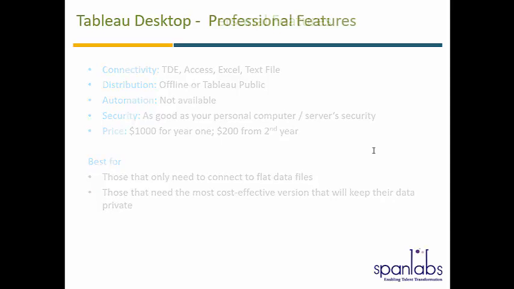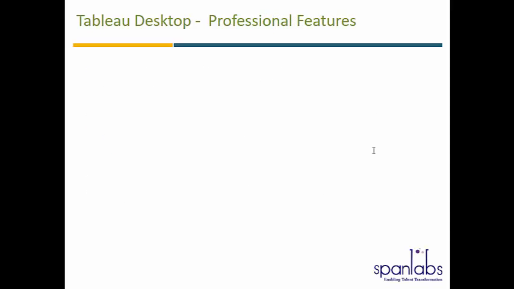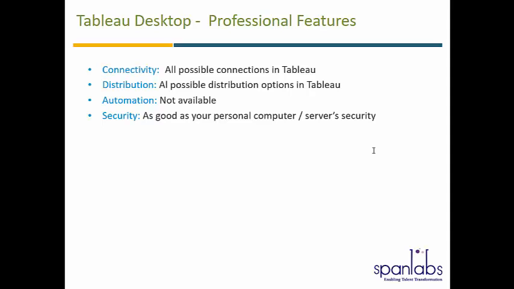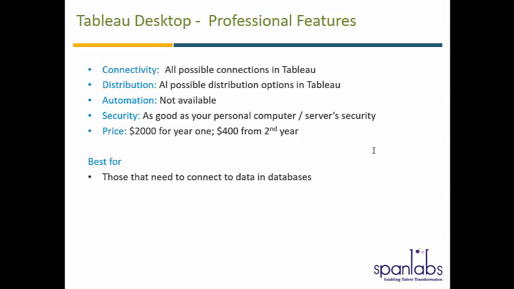Then comes the Tableau Desktop Professional features. All the possible connections in Tableau are provided. Distribution is offline, Tableau Server, or Tableau Public. So that's all possible distribution options in Tableau. Automation is not available. Security is again as good as your personal computer's security or your server's security. Pricing is $2,000 for the first year and $400 from the second year. It is best suited to those that need to connect to data in databases and to those who need the capability to publish to Tableau Server.